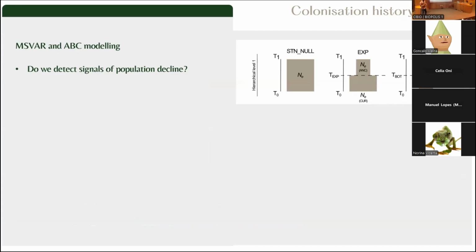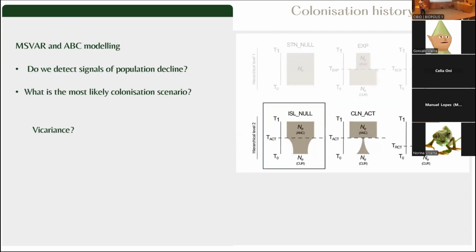For this, we use both MSVAR and ABC modeling to test for some demographic scenarios. The first question was, do we detect signals of population decline, which are typical of island populations? And that's just a depiction of the ABC models that we use. So for those that don't know, ABC modeling is basically we simulate a lot of data sets following different demographic scenarios, and then we see which of these scenarios best explains the observed summary statistics of our data sets. And also, what is the most likely colonization scenario?